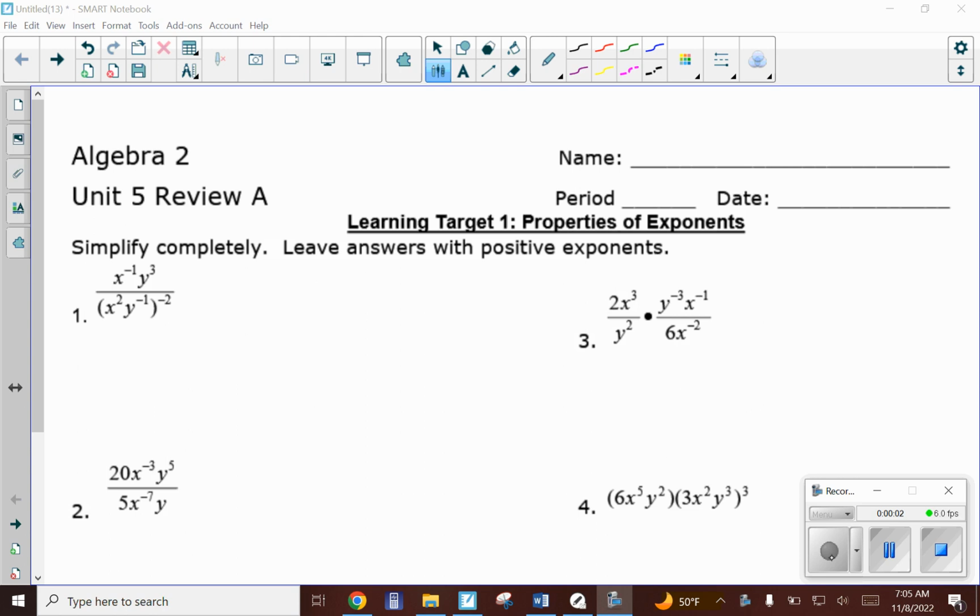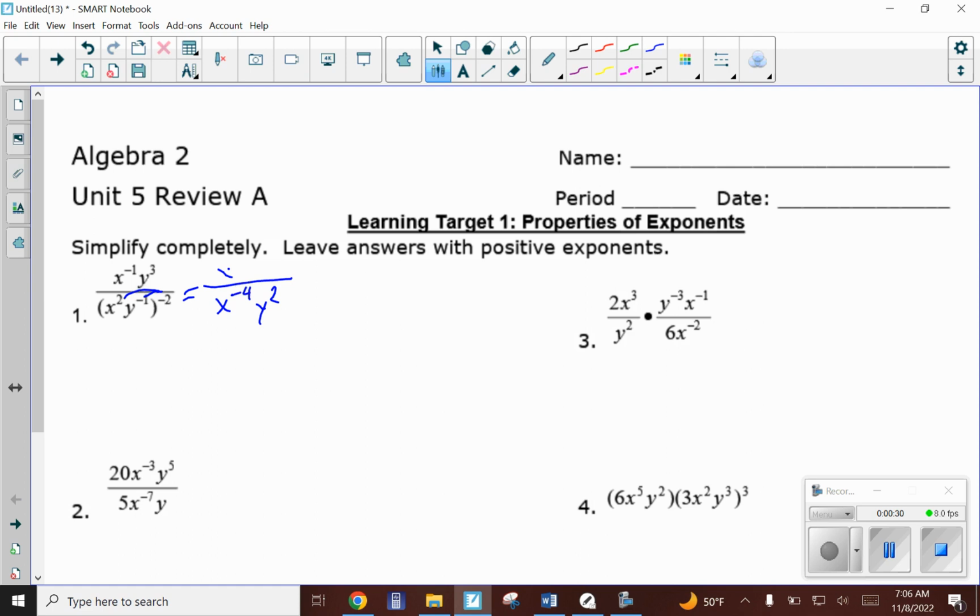Okay, review 5 starts off with properties of exponents, and the thing about these is there's more than one way to do them. But if you look at number 1, you're going to notice that there is an exponent outside of the parentheses, so we're going to want to take care of that first. So we're going to take this -2 and distribute it to each exponent at the bottom. So this is going to turn into x to the -4th and then y to the +2nd.